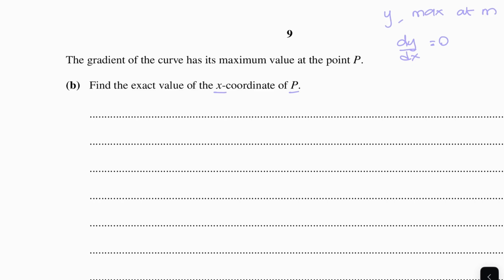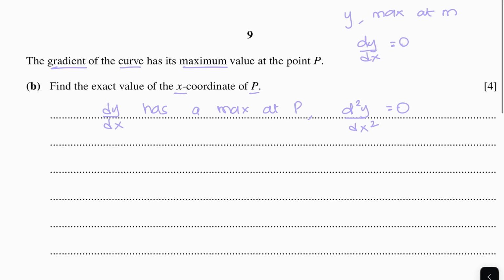Now again, over here, we've been told that the gradient of the curve has its maximum value at the point P. So in this scenario, dy over dx has a maximum point at P. So d square y over dx square should equal 0. Basically the concept here is that if they say that there is a stationary point, then dy over dx will be 0. But if the gradient has a maximum value, then the differentiation of that will equal 0. I hope you understand. Now let's proceed.